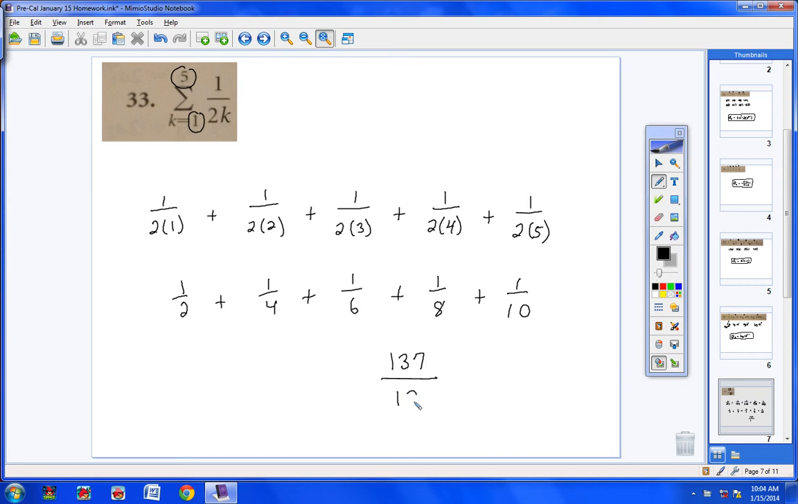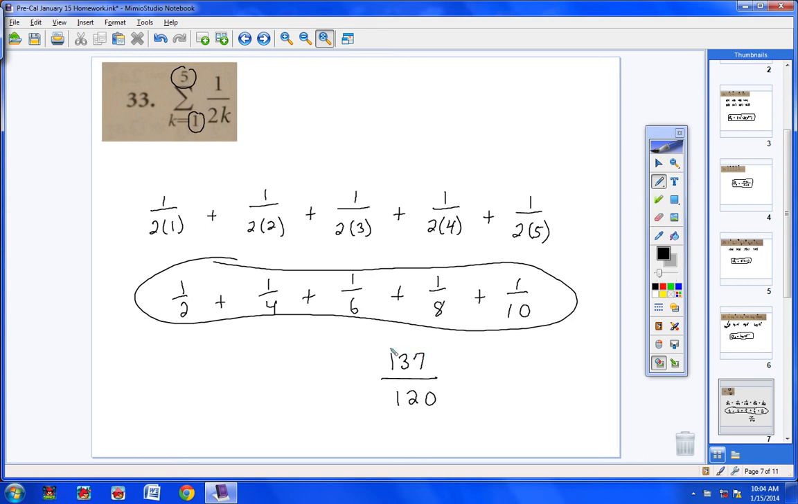And for those that don't have a graphing calculator, when you enter all of these fractions, be sure and use your fraction button, your ABC button, and you should get this out right here. Or it might say this. For some of you, it might say 1 and 17 over 120. That's the exact same thing.